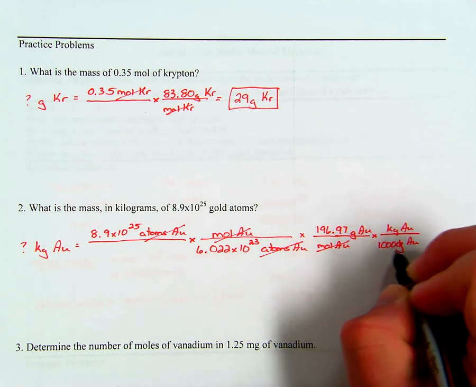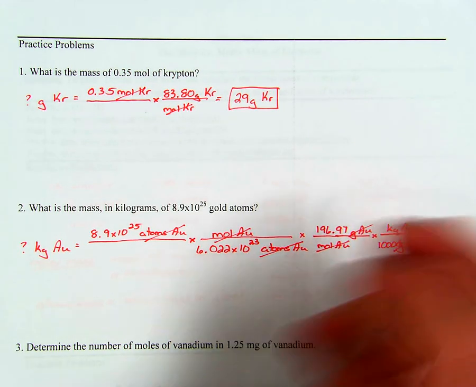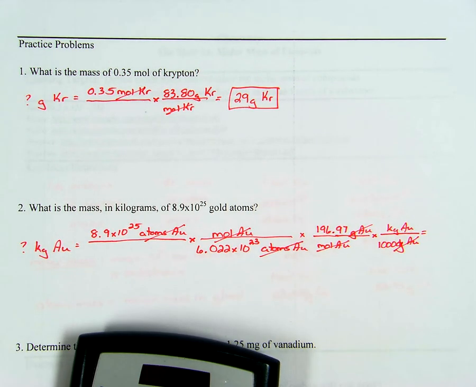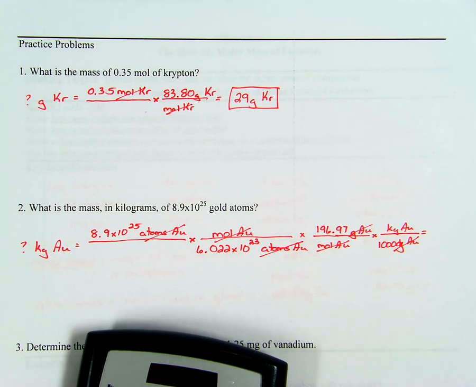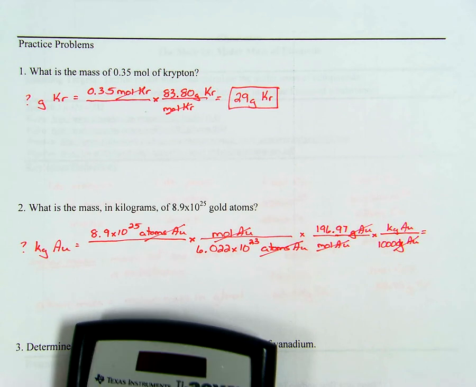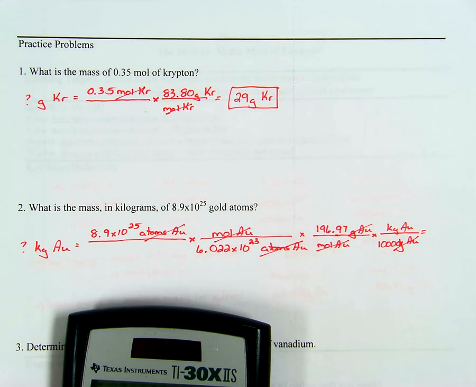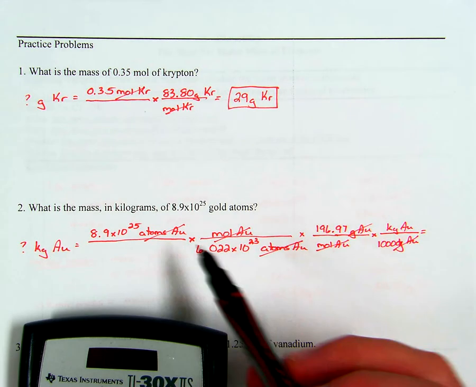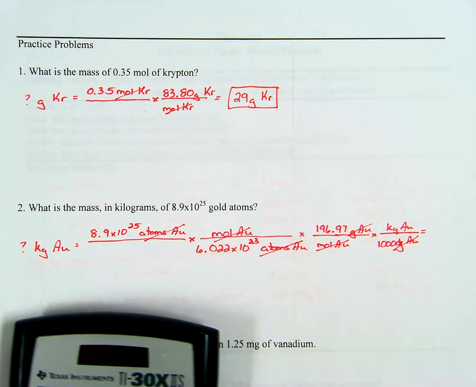Just a matter of plugging in our calculator. So 8.9 times 10 to the 25th divided by 6.022 times 10 to the 23rd times 196.97 divided by 1,000. And it looks like we're going to get 2 sig figs, because that original number of atoms is just 2 sig figs. I get 29 kilograms of gold.